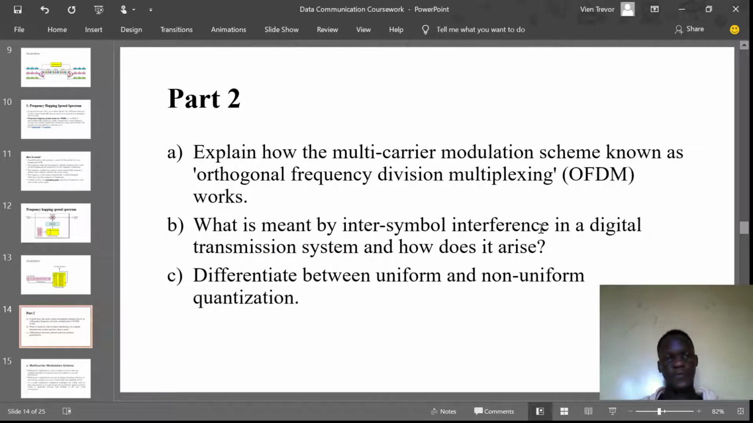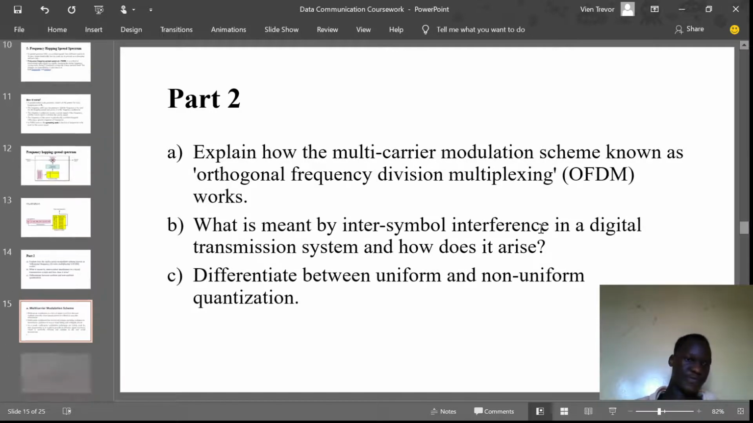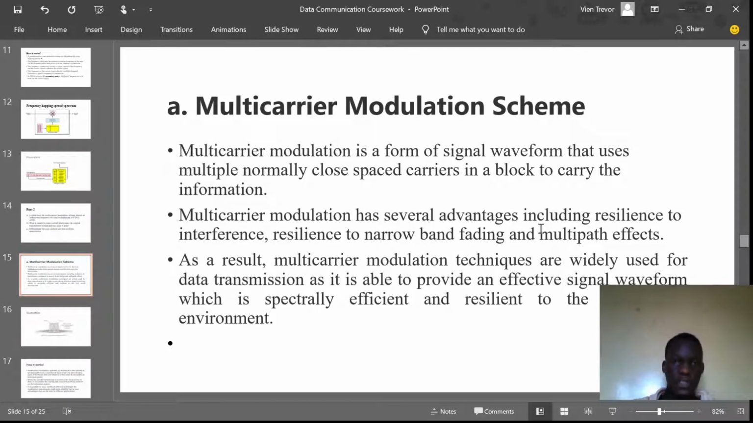So in part 2, we are told to explain how the multi-carrier modulation scheme, known as FDM, works, what is meant by inter-symbol interference, and to differentiate between uniform and non-uniform quantization. In the multi-carrier modulation scheme, a multi-carrier is a form of signal waveform that uses multiple normally closely spaced carriers in a block to carry information.